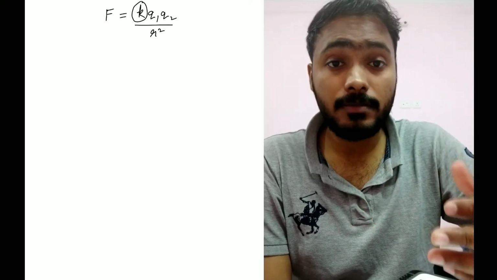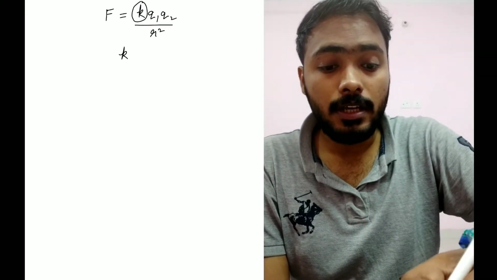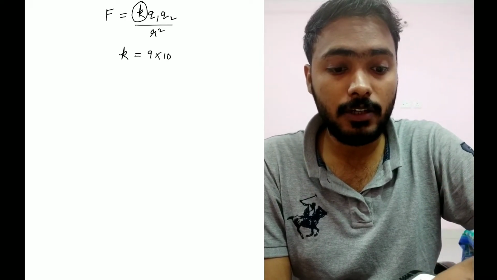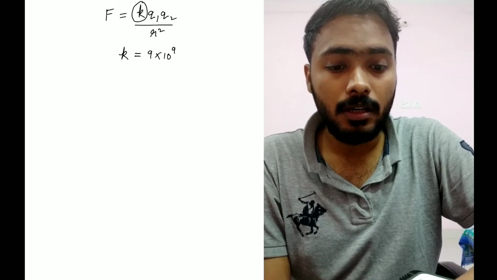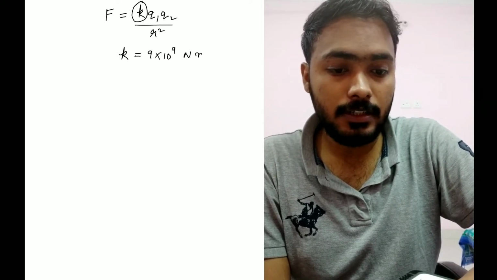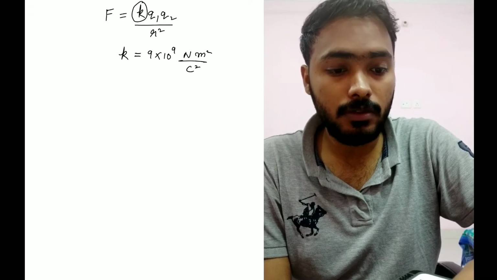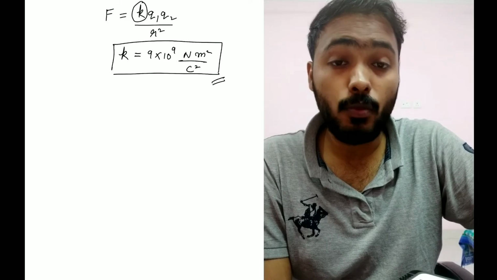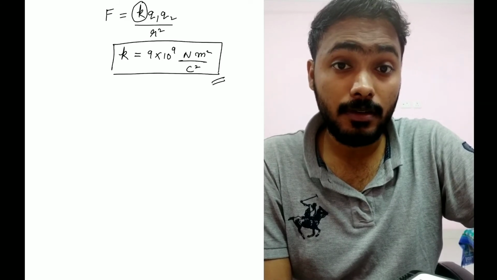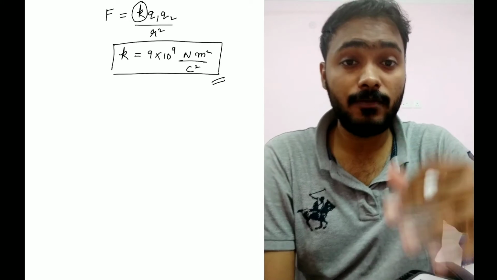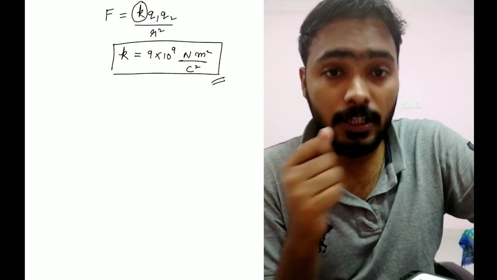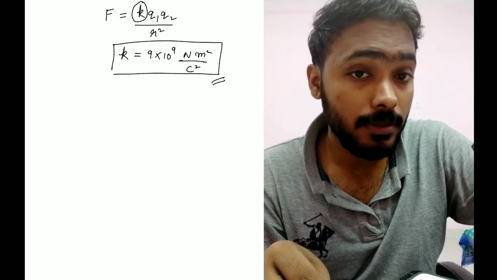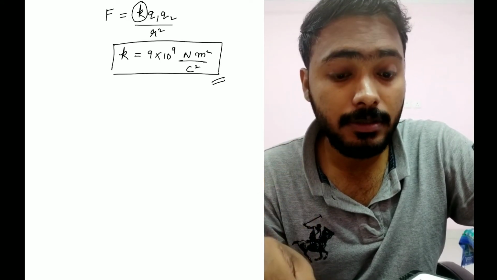So in different mediums, the values of k will be different. Now, this k has a specific value that is equal to 9 into 10 to the power 9, and we can find out the unit, that is Newton meter square per Coulomb square. The value of k is this when we are talking about vacuum. When both the charges are in vacuum, the value of k will be 9 into 10 to the power 9 Newton meter square per Coulomb square. I hope that is understandable, right?